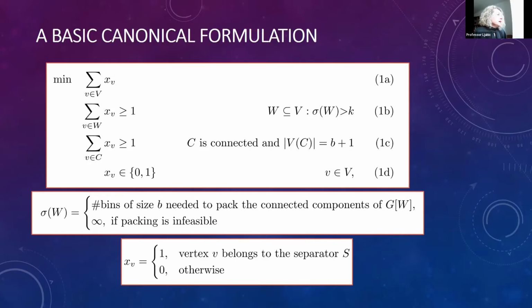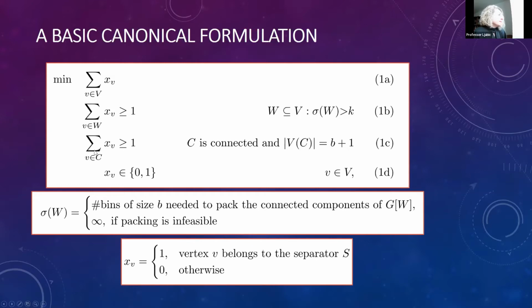So what we have here is the following. In the objective function, we minimize the size of the separator. Let's start now with constraints 1c. In 1c, we say the following. If c is a connected component of the input graph with the number of vertices, which is b plus 1, then we know that we have to remove at least one of the vertices from this component, right?